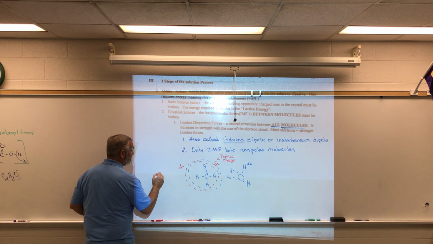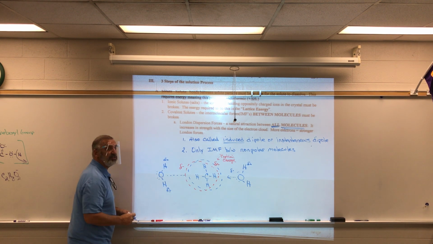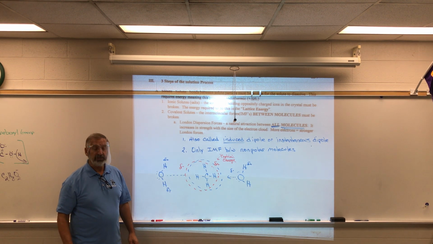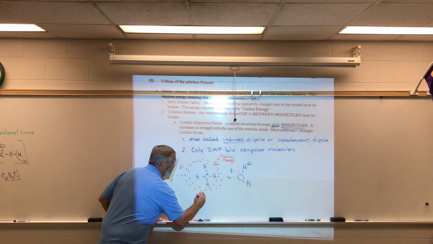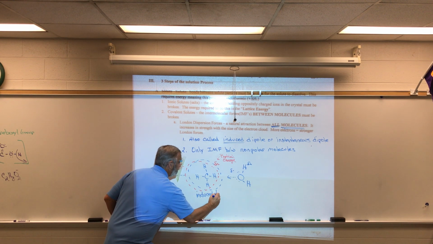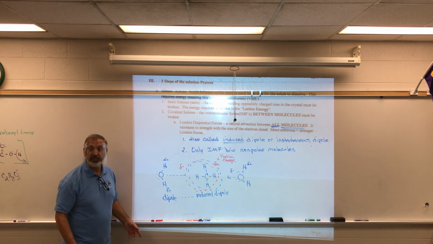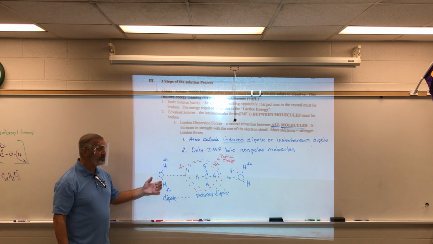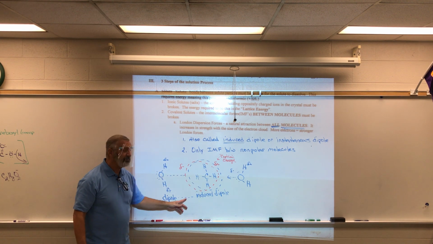So now if another water came along, like this, where this is positive and this is negative, there is going to be some kind of an attraction between the water and the methane. Now water is called a dipole. This is now an induced dipole. So this attraction right there has a very creative name. It's called dipole-induced dipole attraction. The attraction between any polar molecule and a nonpolar solute is going to be called a dipole-induced dipole.